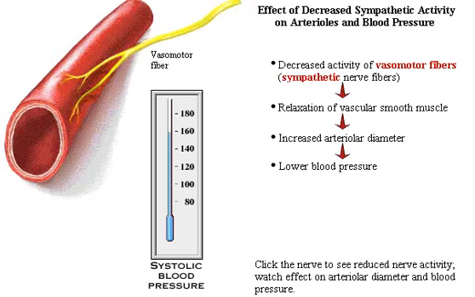Now let's look at the effect of decreased sympathetic activity on arterioles and blood pressure. Vasomotor fibers are sympathetic nerves that innervate the smooth muscle of blood vessels. With decreased activity of vasomotor fibers, the vascular smooth muscle relaxes, arteriolar diameter increases, and blood pressure is reduced. Click on the nerve to see reduced vasomotor fiber activity. Watch the effect on the diameter of the arteriole and the blood pressure.